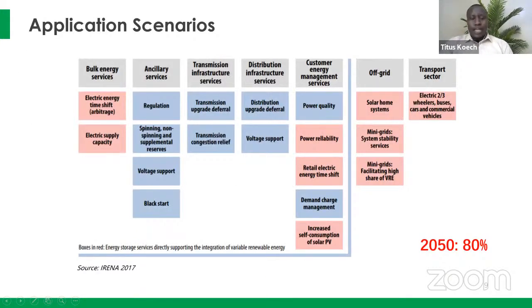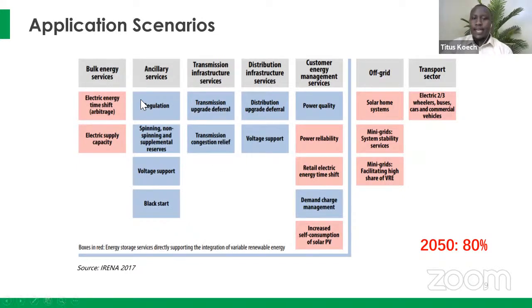For the application scenarios, currently globally, I found this report from IRENA published in 2017 detailing different application scenarios for energy storage. Ideally, we can classify these into different categories, starting from the utility side.